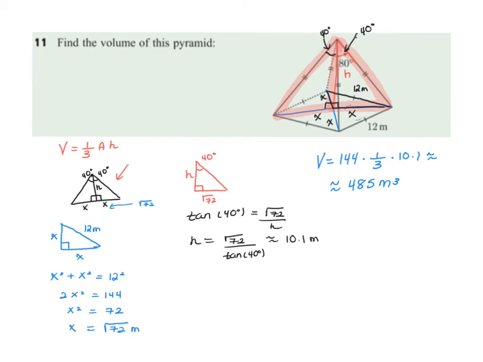All right, so 144 times a third times 10.1 is approximately 485 meters cubed. Don't forget to round to 3 sig figs, and don't forget that it's units cubed because you're calculating the volume.